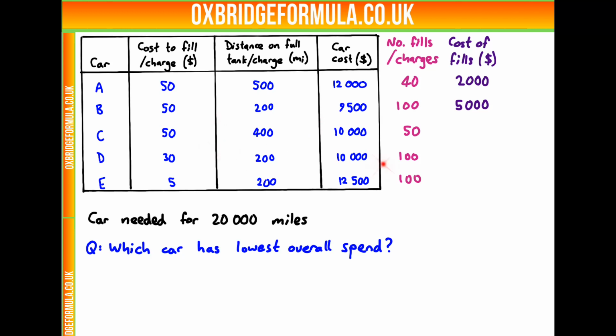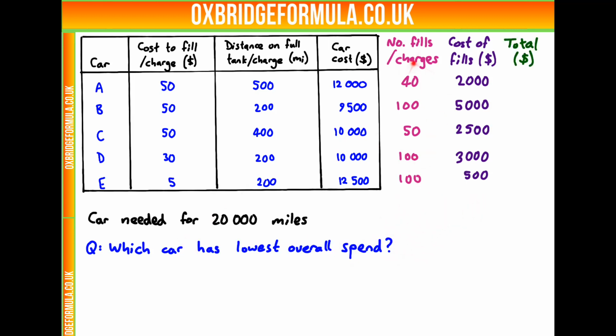For car C, we have 50 times 50, which is 2,500. For D, we have 100 times 30, which is 3,000. Then finally, we have 100 times 5, which is only 500. So we have all the information we need to work out the total spend for each car now.